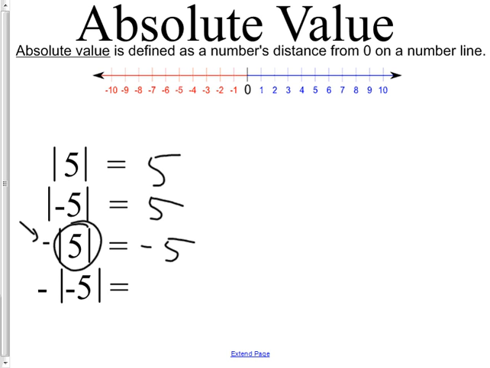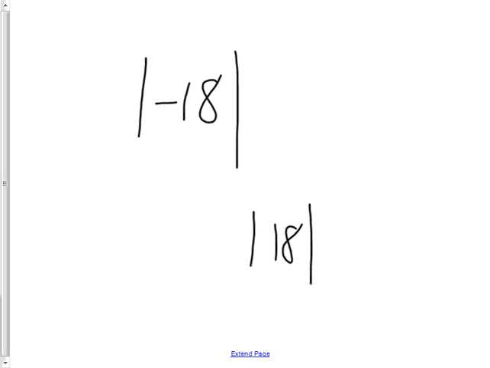Okay? And this one, first we do this. -5 is how far away from 0? 5. And then we say the opposite of that, -5. Technically the definition is how far away is it from 0? So if I asked you how far away is -18 from 0, you'd say 18. And you don't switch the sign. Common mistake. People think the answer must be -18. Nope, it's how far away is 18 from 0, and it's 18. Both of these answers are 18.